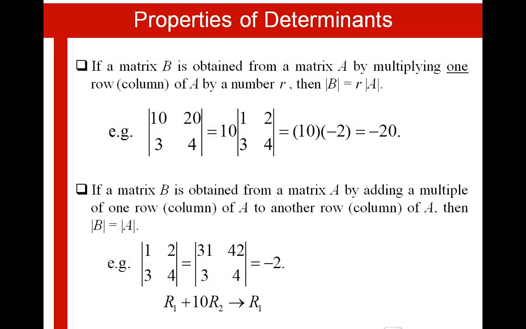Another property: if a matrix B is obtained from a matrix A by adding a multiple of one row or column of A to another row or column of A, then the determinant of B is equal to the determinant of A. Example, 1, 2, 3, 4. Let's do row 1 plus 10 times row 2 to obtain the matrix on the right hand side, 31, 42, 3, 4. Then these two matrices have equal determinants. The determinant does not change.